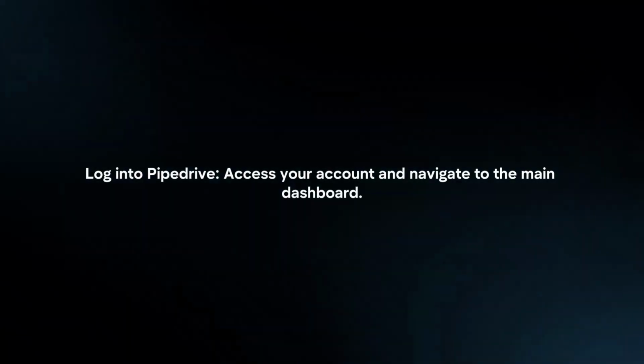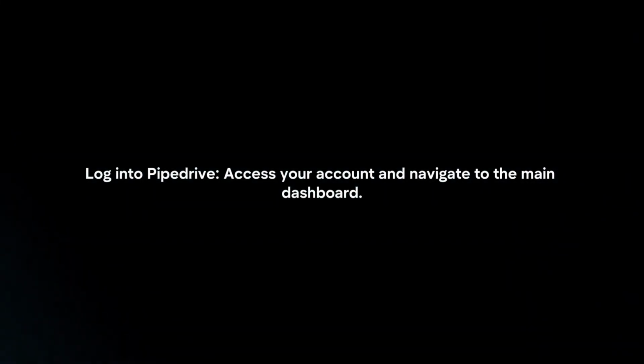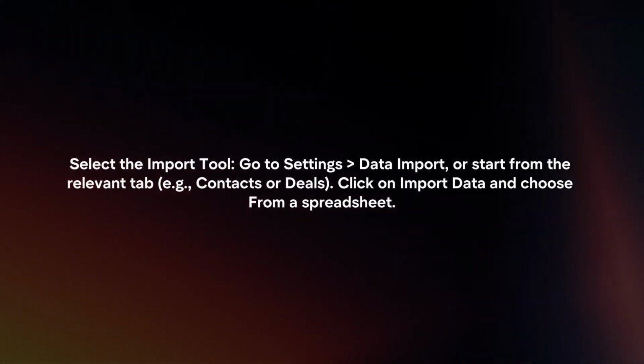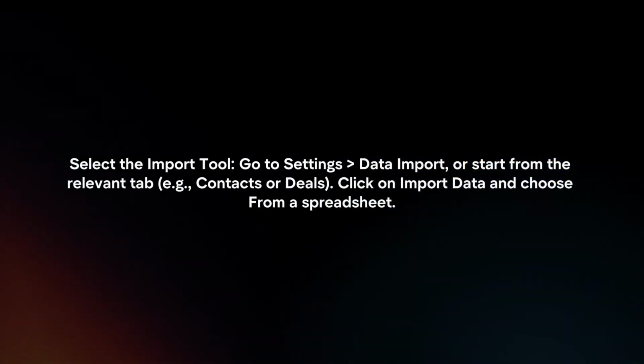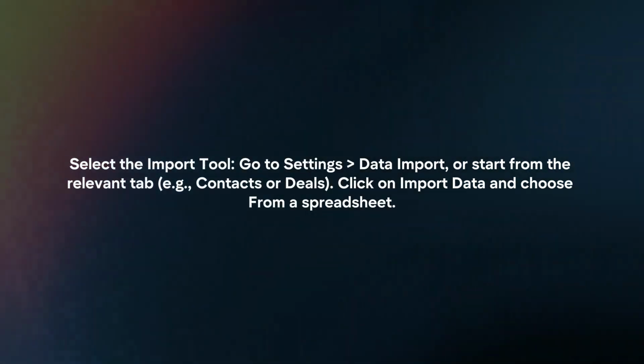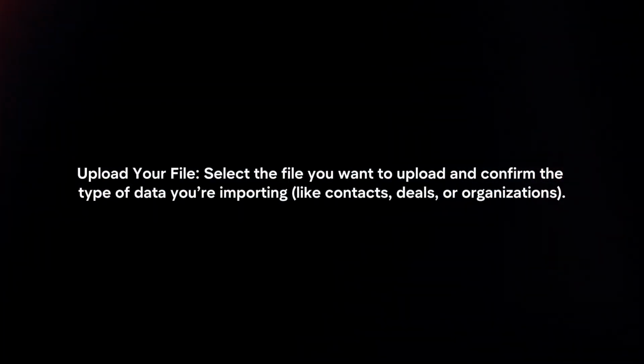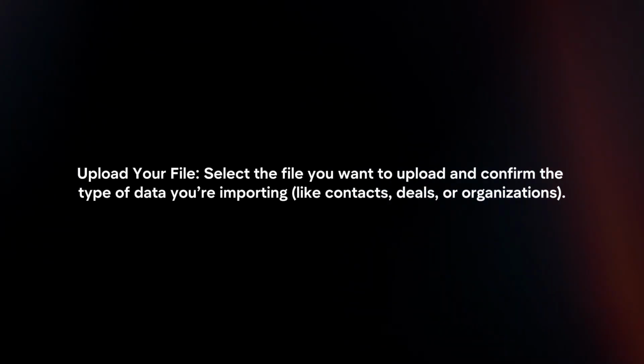Log into Pipedrive. Access your account and navigate to the main dashboard. Select the Import tool. Go to Settings, Data Import, or start from the relevant tab. Click on Import Data and choose from a spreadsheet. Upload your file. Select the file you want to upload and confirm the type of data you're importing.